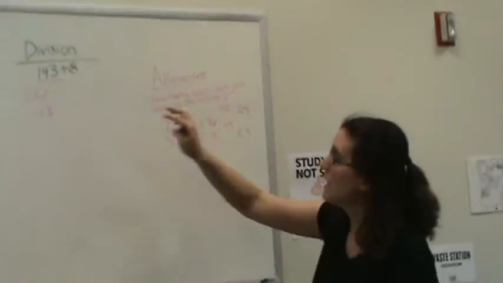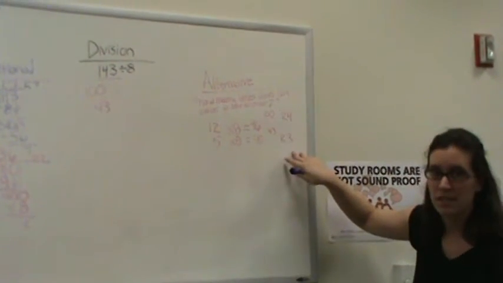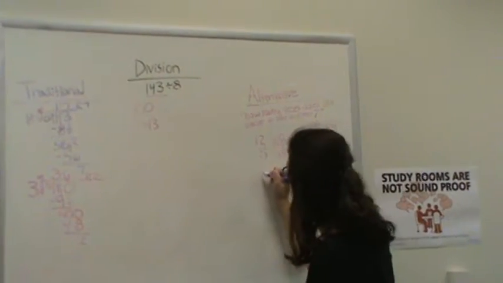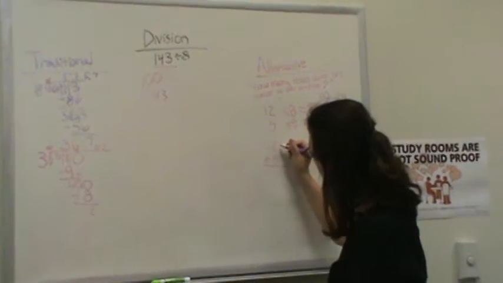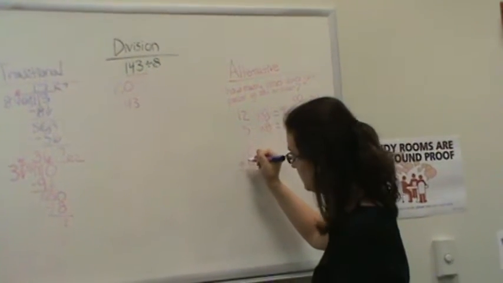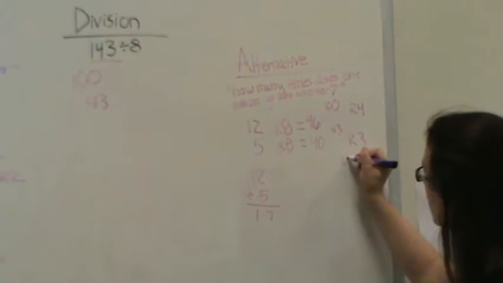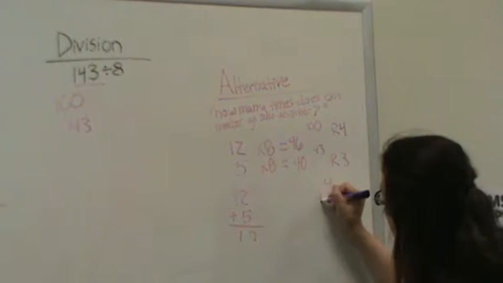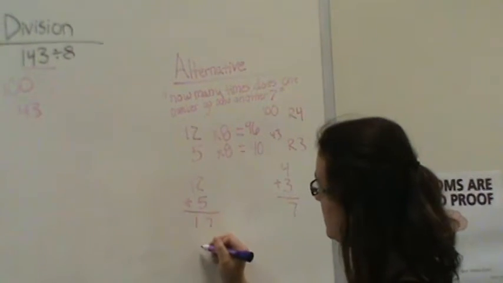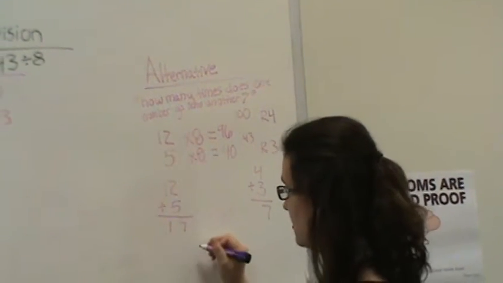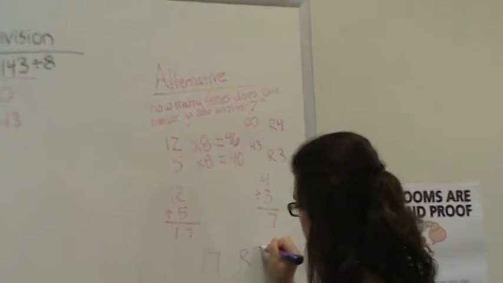To get 8 into 143, we need to add the groupings and we need to add the remainders. So we're going to do 12 and 5. 2 plus 5 is 7. 1 plus 0 is 1. And then we have 4 and 3, which is 7. So your answer is 8 goes into 143 17 times with 7 left over.